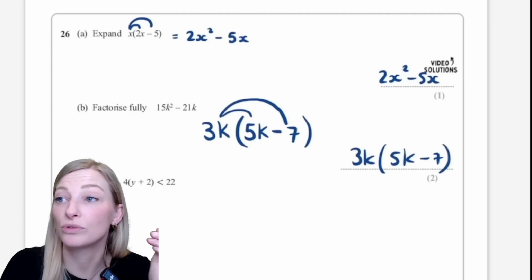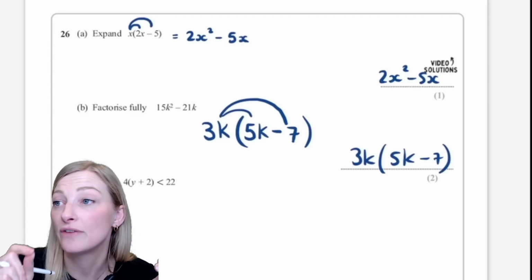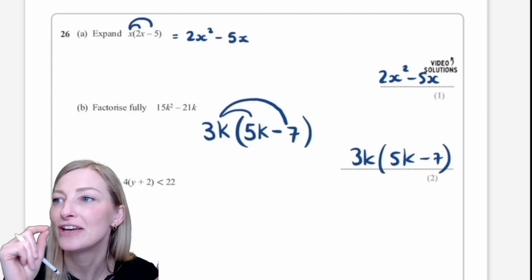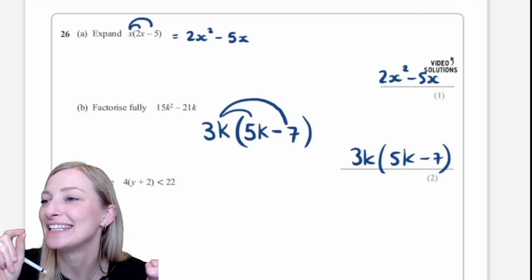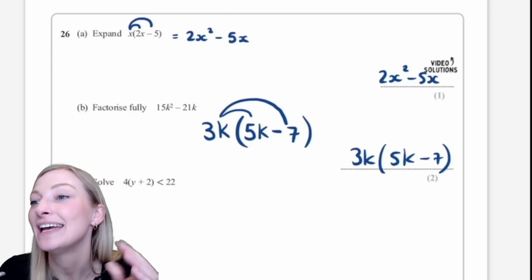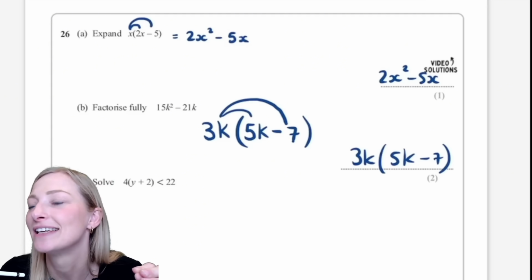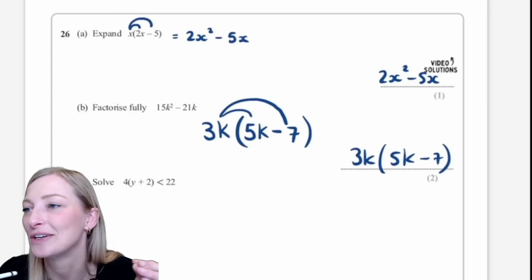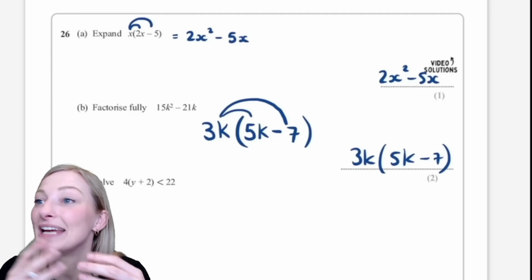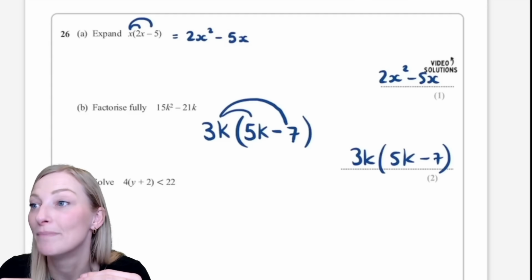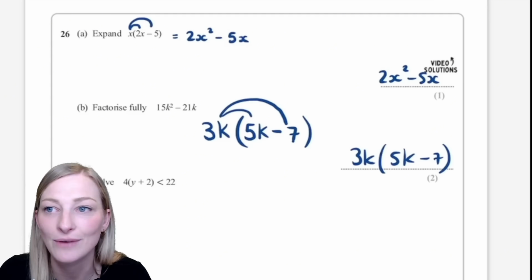If you only brought the 3 out and left it as 5k squared minus 7k, that would get you 1 mark. If you only brought the k out and you left it as 15k minus 21 inside the bracket, then again, you would only get 1 mark. It needs to be correct to get 1 mark, but you might not have brought both terms outside.